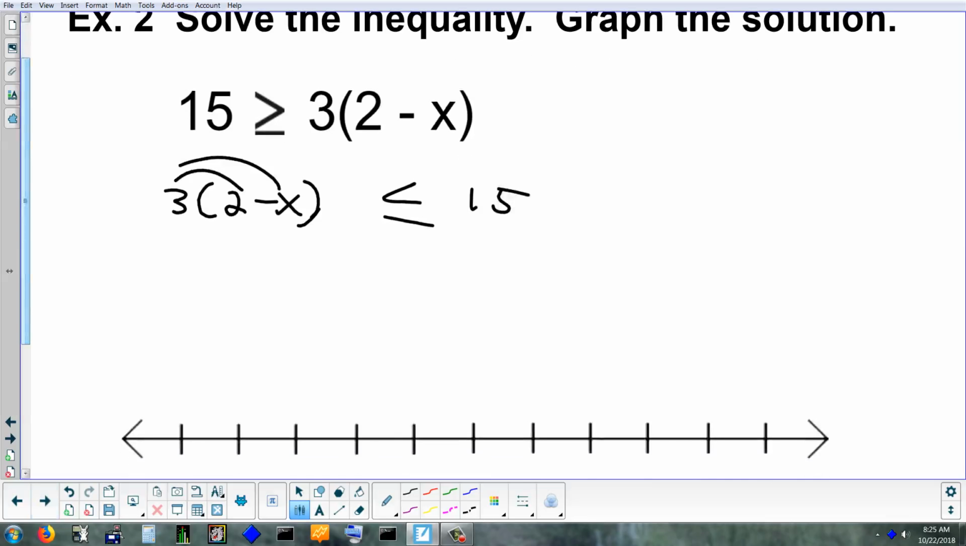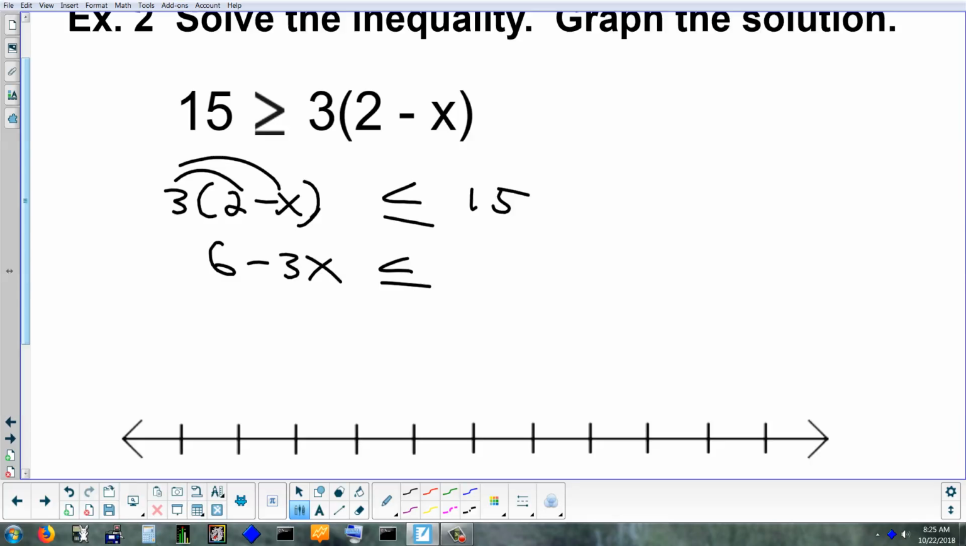All right, now Yusuf already told us the first step: distribute. So we get 3 times 2 is 6, and 3 times negative x is negative 3x. How about the sign? Should I flip it? No. All we did was multiply with the distributive property. We don't ever flip the sign when we do the distributive property.